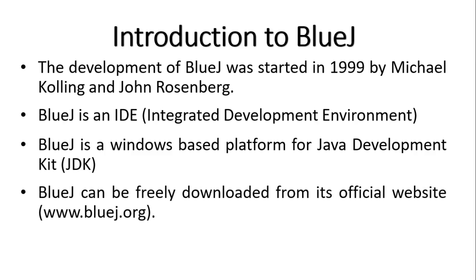And like we learned that Java is open source and completely free, so BlueJ can be freely downloaded from its official website. You can see on your screen, that is www.bluej.org. We'll be learning how to download and install. Okay, so BlueJ also is completely free. So these programming languages like Java and BlueJ, like we learned, BlueJ is a Windows-based platform for the Java Development Kit. Okay, that is JDK.